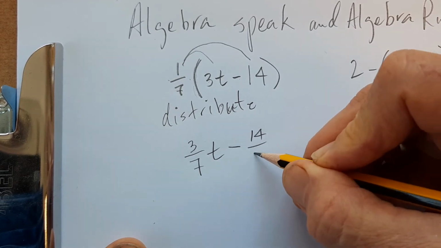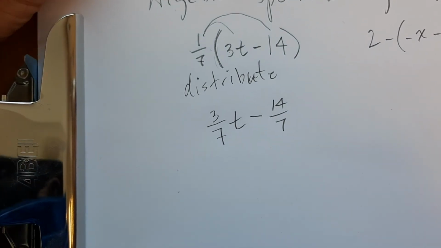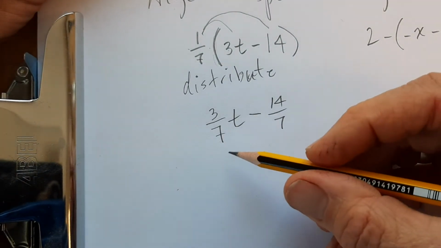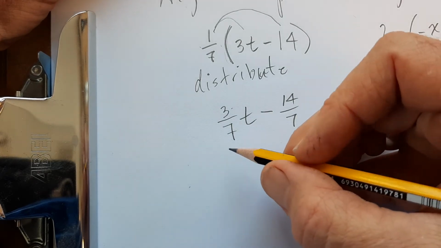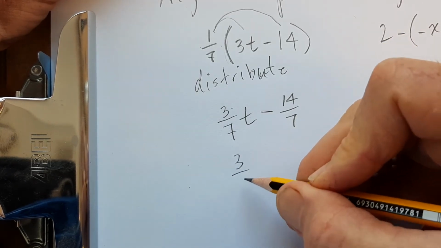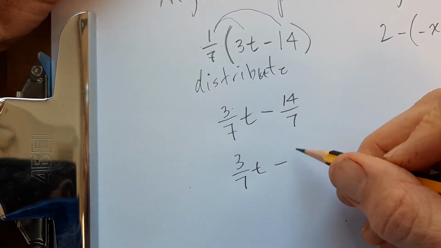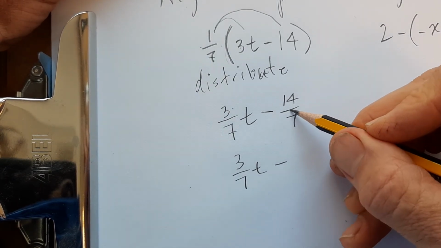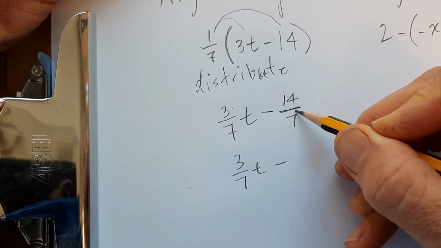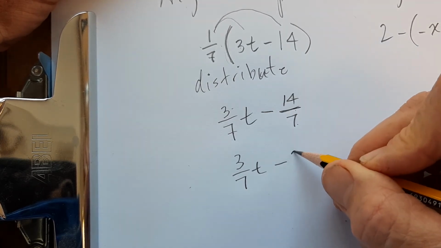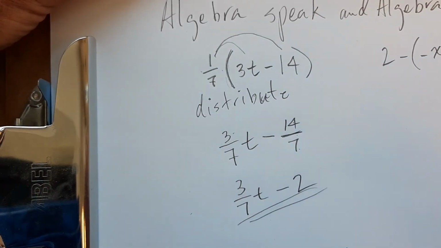14 over 7. Now, if you can simplify the fraction, please do that. But I prefer that you leave your answers in a fraction. 3/7 is simplified. We can't get any simpler than that. 3/7 t minus, and then your calculator will tell you. If you don't remember, what does this line mean right here? 14 divided by 7. Okay, so there you are. We have distributed and simplified.